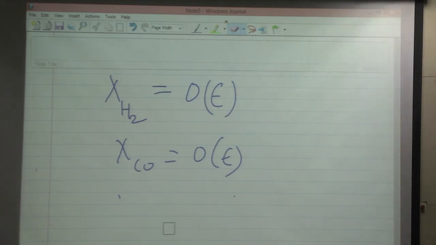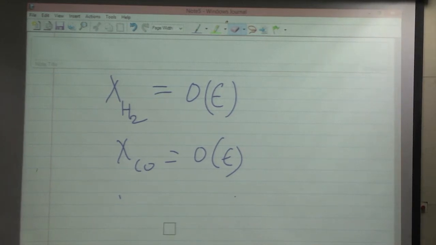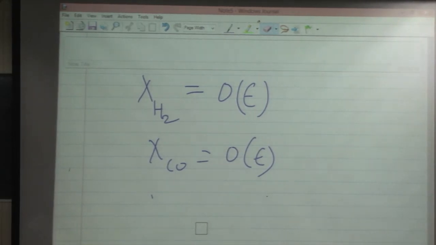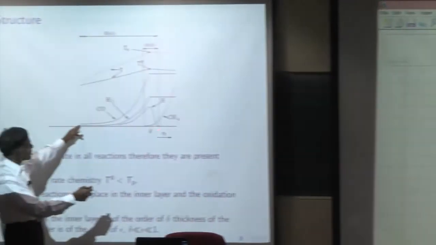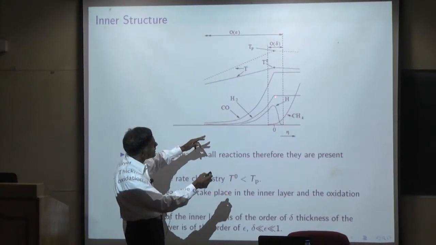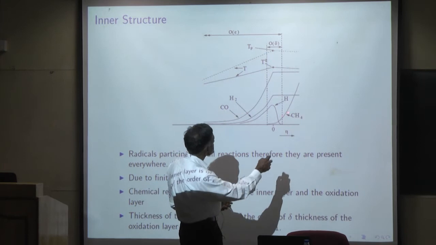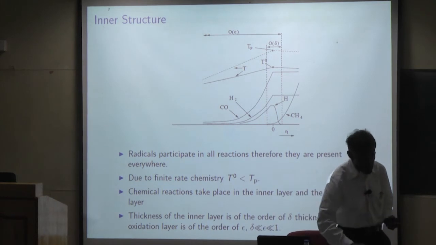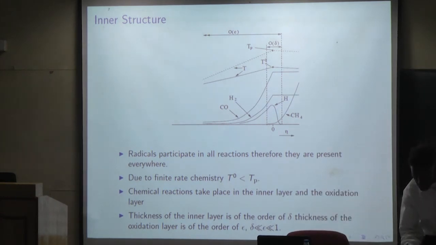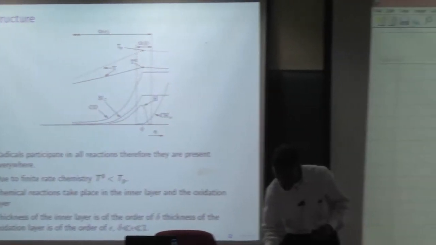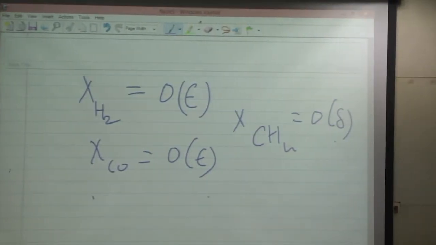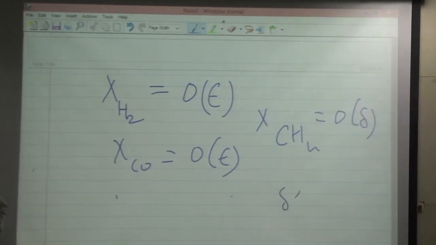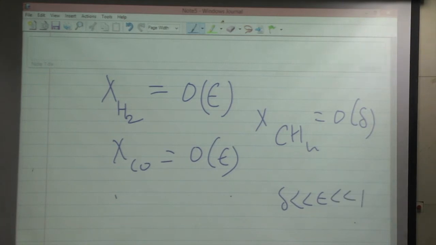So these two quantities, X of H2 and X of CO, are of order epsilon because the thickness of this layer where they react is of order epsilon here. Okay. Now, if you look at CH4, because the CH4 reaction is taking place in the smaller layer, okay, so the CH4 is going to be of order delta. So X of CH4 is of the order delta. And then of course we have made the assumptions that delta is much less than epsilon, much less than unity. Okay, so that's the right.